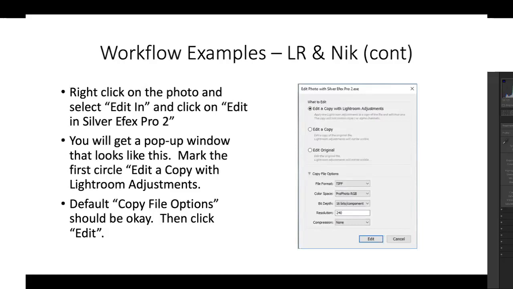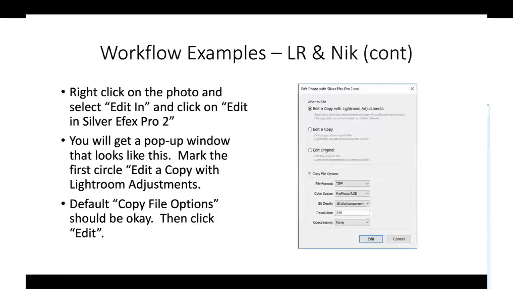So then you right click on the photo and you select Edit In and click Edit in Silver Effects Pro 2. That's the Nik tool, DxO/Nik tool, Silver Effects, for converting to black and white. You get a pop-up window that looks just like this. You want to edit the copy that you just adjusted in Lightroom.